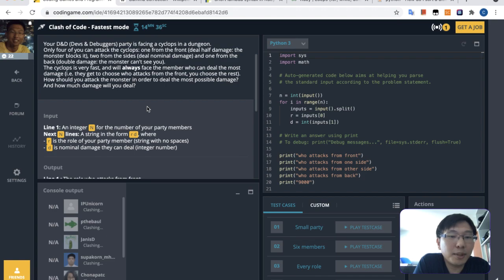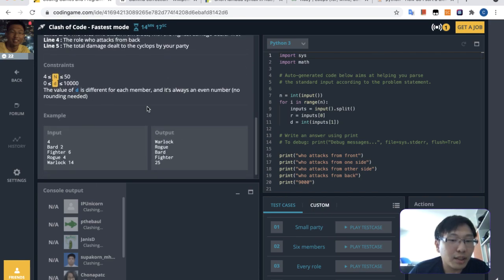All right, your D&D party is facing a Cyclops. Only 4 can attack a Cyclops: 1 from the front, 2 from the sides, 1 from the back. The Cyclops is very fast and always faces the member who can do the most damage. How should you attack the monster in order to do the most possible damage? I don't get it. How do you attack?